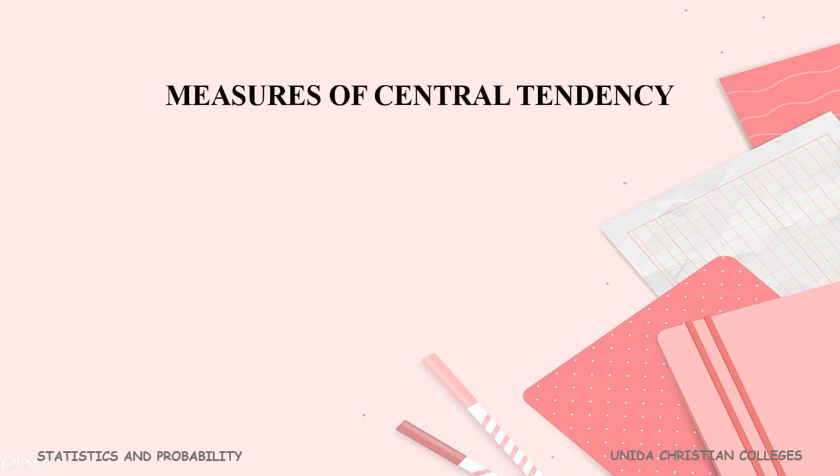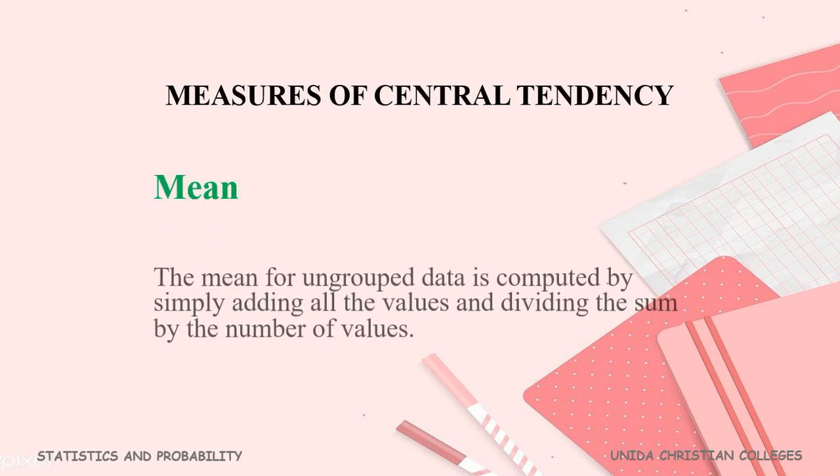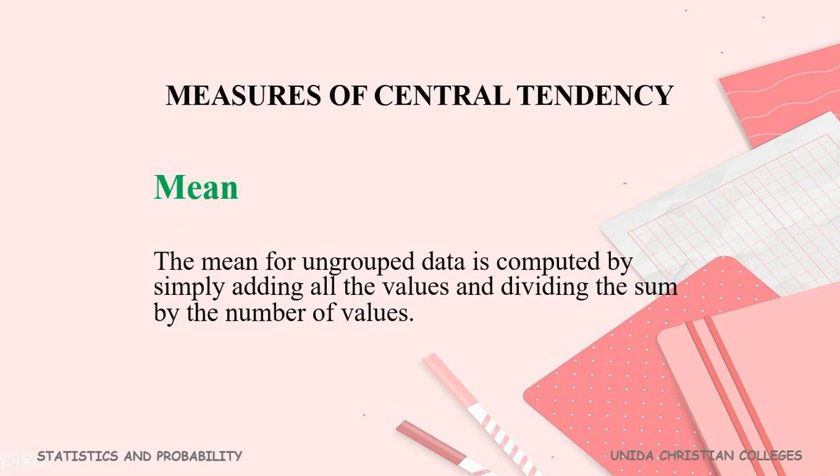Okay, so now, let's start with our measures of central tendency, which is all about the mean. When we say the mean, it is considered the most popular and most widely used. It is in fact the measure which many people have in mind whenever they talk about the average. So meaning po, kapag pinag-usapan natin si mean, ang pinapakuha po sa atin is the average. Okay? And of course, the mean of ungrouped data is computed by simply adding all the values and dividing the sum by the number of values.